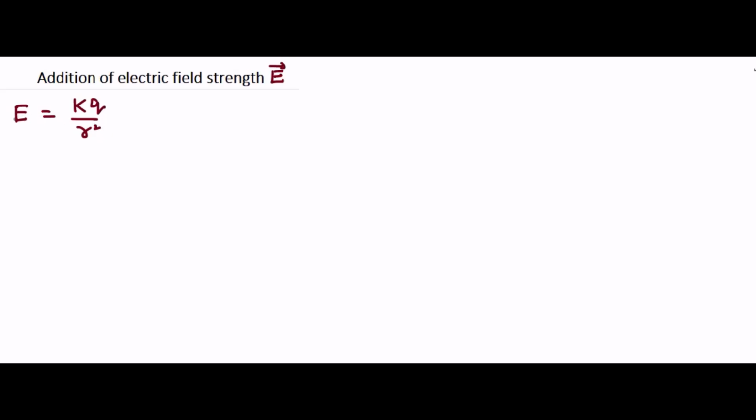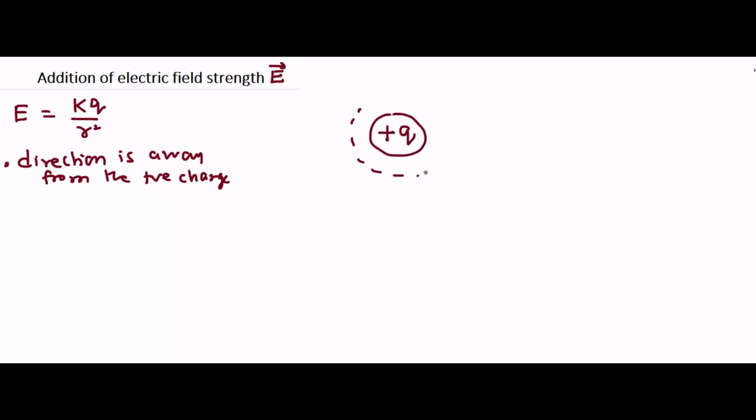So this gives me the strength of the electric field at a distance r from a charge q. A couple of things to note about this. One is that its direction is away from the positive charge and is towards the negative charge, meaning that if I have a positive charge q and this is its electric field which goes towards infinity, then the direction of this electric field is away from this charge.